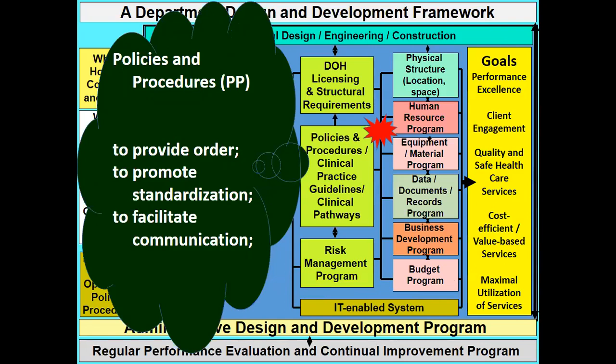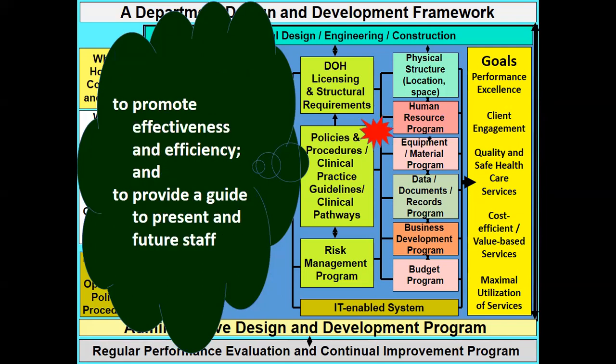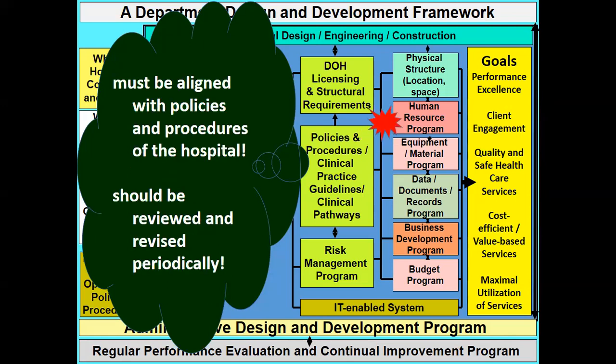As to the box that contains the policies, procedures, clinical practice guidelines, and clinical pathways, this must all be documented. It can serve as a guide to provide order, to promote standardization, to facilitate communication, to promote effectiveness and efficiency, and to provide a guide to present and future staff, among other things. The policies and procedures, clinical practice guidelines, and clinical pathways must be aligned with the policies and procedures of the entire hospital. They should be reviewed and revised periodically and as frequently as needed.